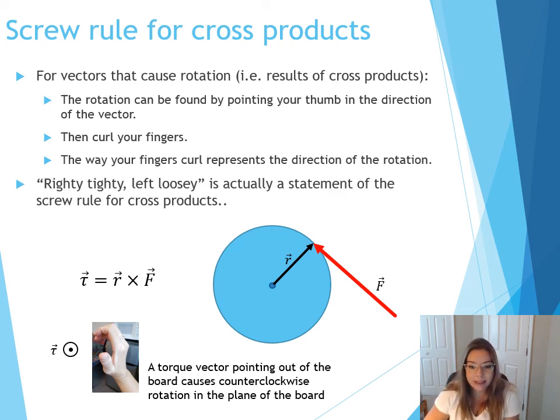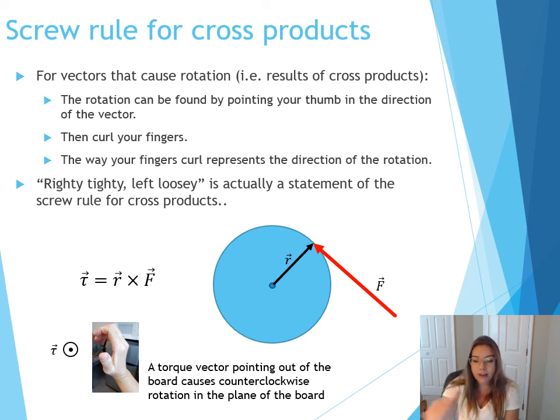And so honestly, this is the justification for the phrase righty-tighty, lefty-loosey. It's really just coming from the screw rule for cross products. All of our things that have lids on them, screws and various things that you might turn, they're right-handed. They go with a right-handed coordinate system. It's kind of how our society was built, unless you have a specific left-handed screw. The reason that it says righty-tighty, lefty-loosey is actually coming from the cross product.